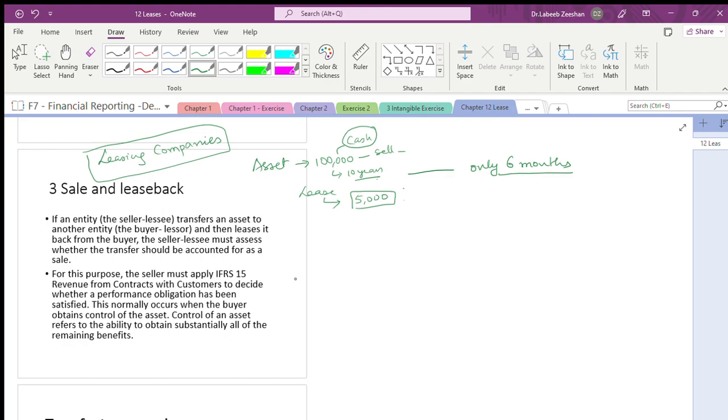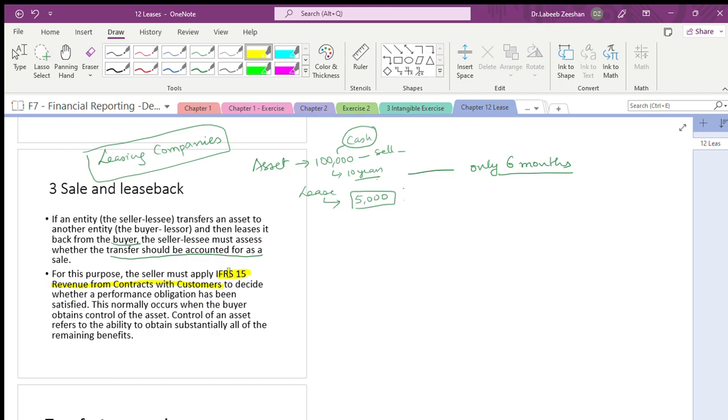That is the concept. If the entity, the seller or lessee, transfers an asset to another company and then leases it back from the buyer, the seller must assess whether the transfer should be accounted for as a sale. Whether it is a sale or not a sale, the seller must apply IFRS 15, Revenue from Contracts with Customers.